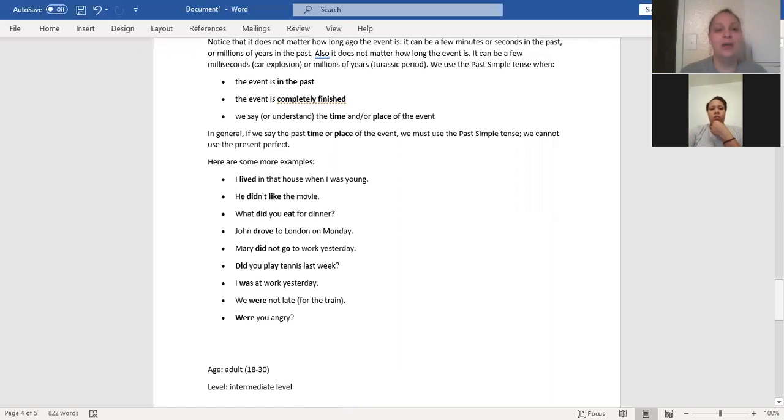Here are some more examples. I lived in the house when I was young. Can you read the second one for me, please, Patricia? He didn't like the movie. Okay, from this sentence, can you break down the subject and also the past tense? The subject would be he, and the past tense verb is didn't. Well, did and not together to make didn't. Perfect. What did you eat for dinner? The subject of this sentence would be you, and the past tense verb would be eat.